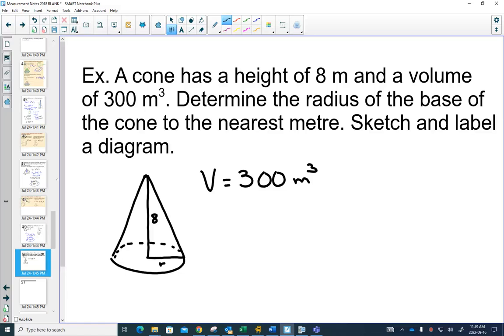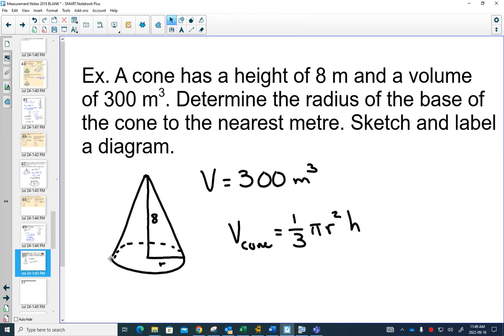This question's a little bit different than the ones we had before because usually we are working forward to find the volume. The questions we had before said find the volume, then you would go to your formula sheet, find the volume formula, plug things in, get an answer. This one's working backwards a little bit because they told us the volume. But we still go to our formula sheet and say, I have a formula for the volume of a cone. It's equal to 1/3 pi r squared times height.